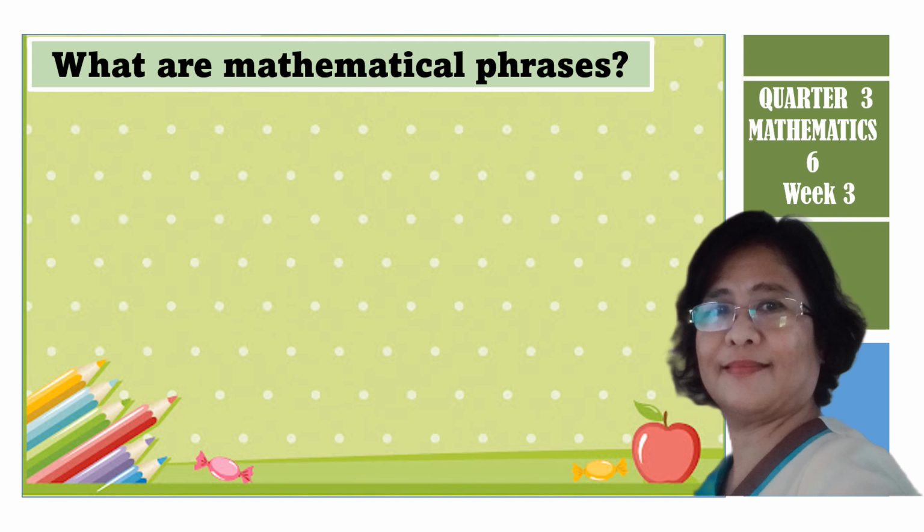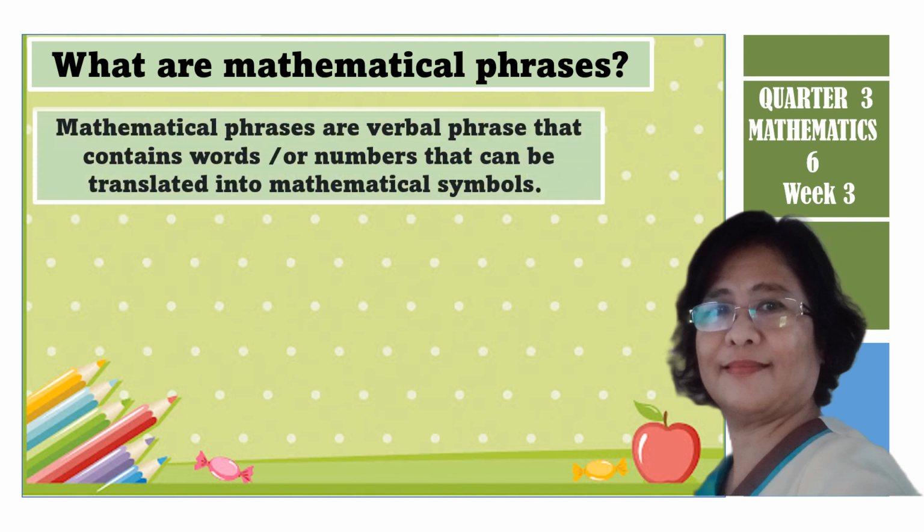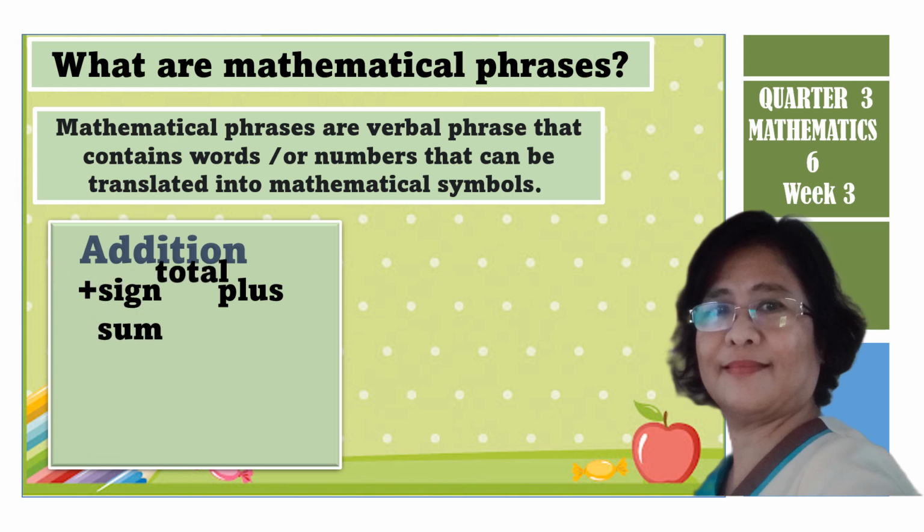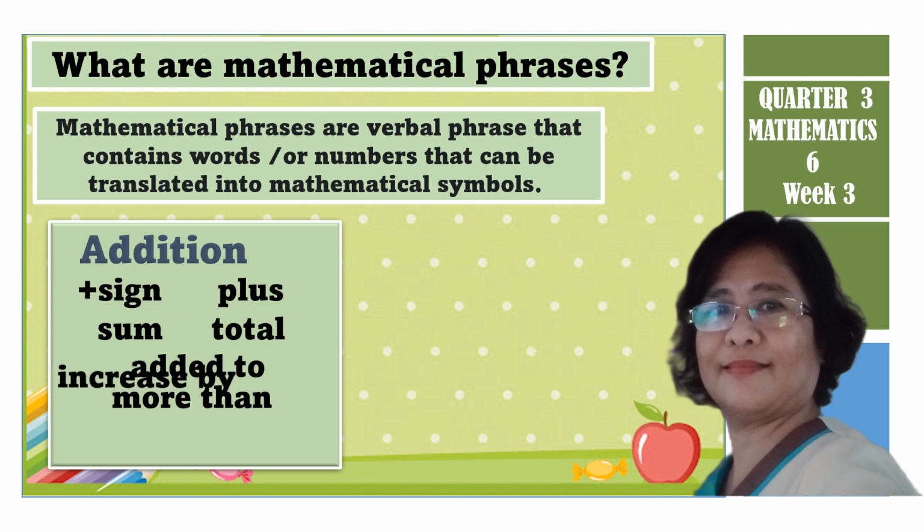What are mathematical phrases? Mathematical phrases are verbal phrases that contain words or numbers that can be translated into mathematical symbols. What are the mathematical phrases for addition? Can you name it? Yes, we have positive sign. Then we have plus. Another one is sum. We also have total. Next one we have added to, more than, and increase by.